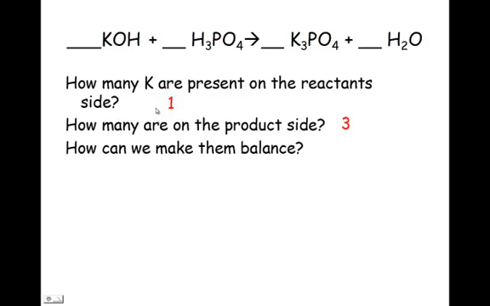So then we should ask ourselves, how can we make them balance? Remember, the only thing I'm allowed to do when I balance an equation is put a coefficient out front. So the coefficient will be a 3 in front of my potassium hydroxide, which will give me 3 potassiums, 3 oxygens, and 3 hydrogens.